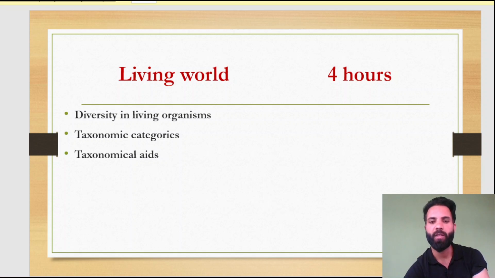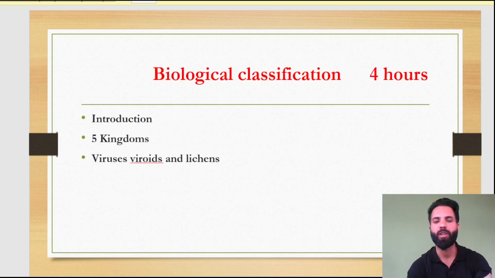Now after this, the second chapter is Biological Classification. In comparison to Living World, Biological Classification is a bit lengthy unit, and it will require 4 hours for completion. In this unit, we will study the introduction, and in the introductory part, we will discuss the different types of classification systems: two kingdom system, three kingdom system, four kingdom system, and five kingdom system classification.